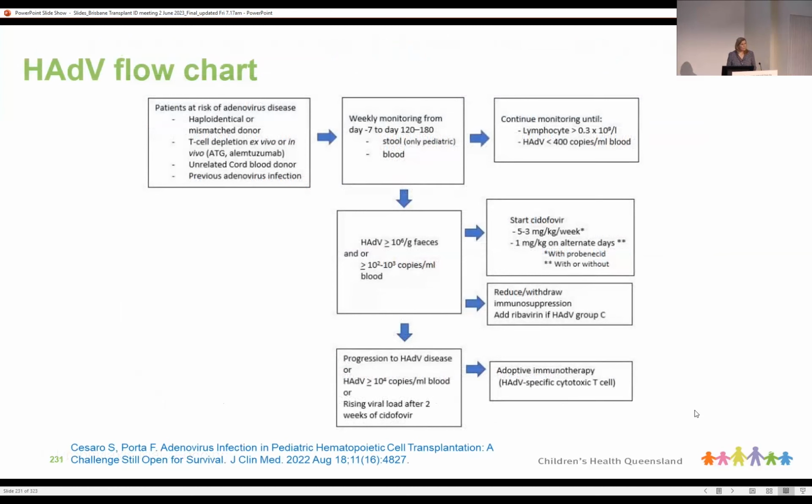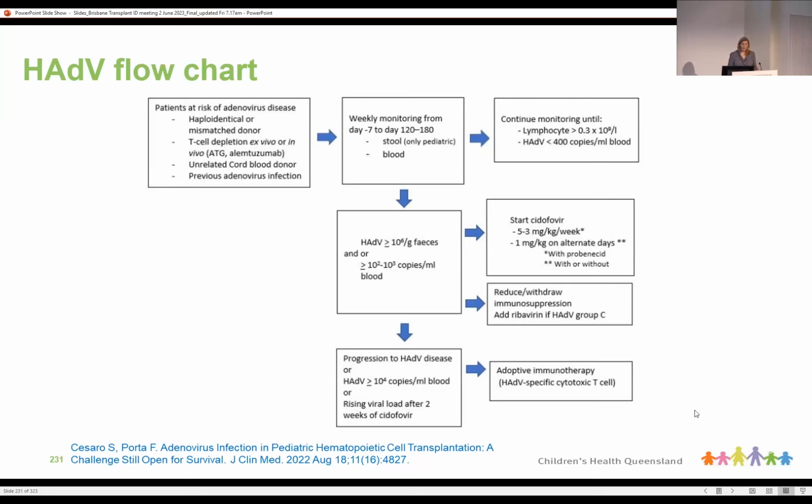So finally, what do you do? There are lots of these algorithms that you'll see: how I treat adenovirus, what do we do? This is one similar one that I thought was relatively sensible, because it equates with my personal practice, and it is from last year.